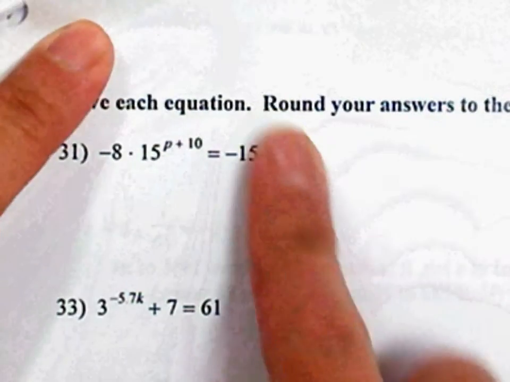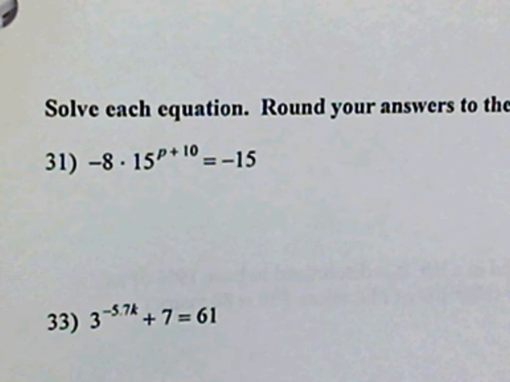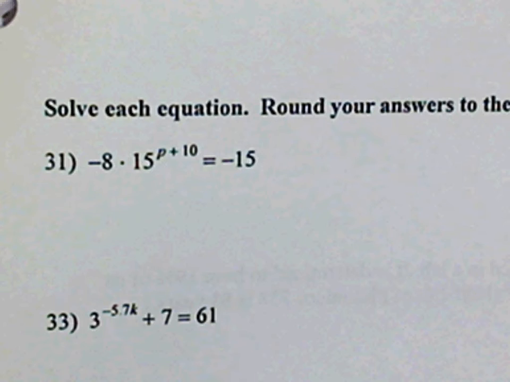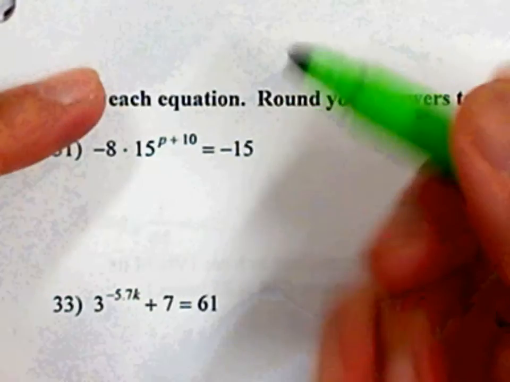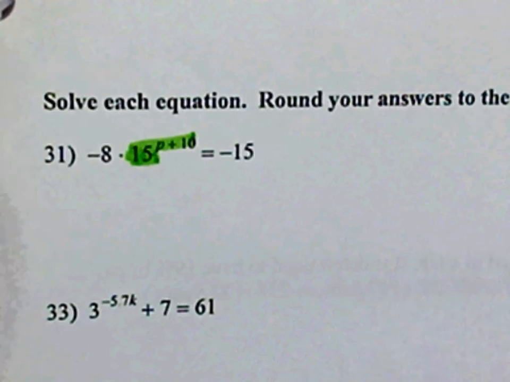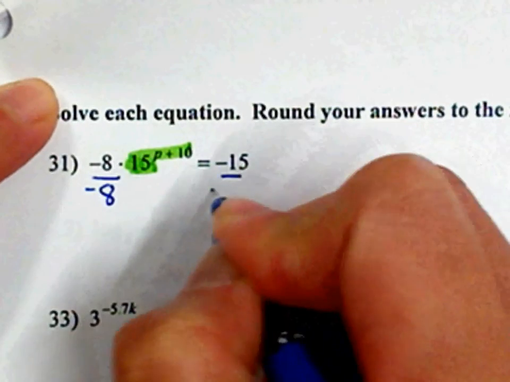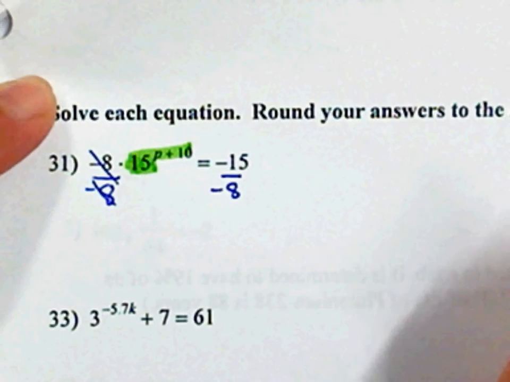Alright, so if you look on how to solve this very first one, what you want to do is isolate your base with your exponent, which is this part right here. This is what you want to isolate, make it stand alone, okay? So in order to do that, first step you're going to divide by -8. What you do to one side, you do to the other side.